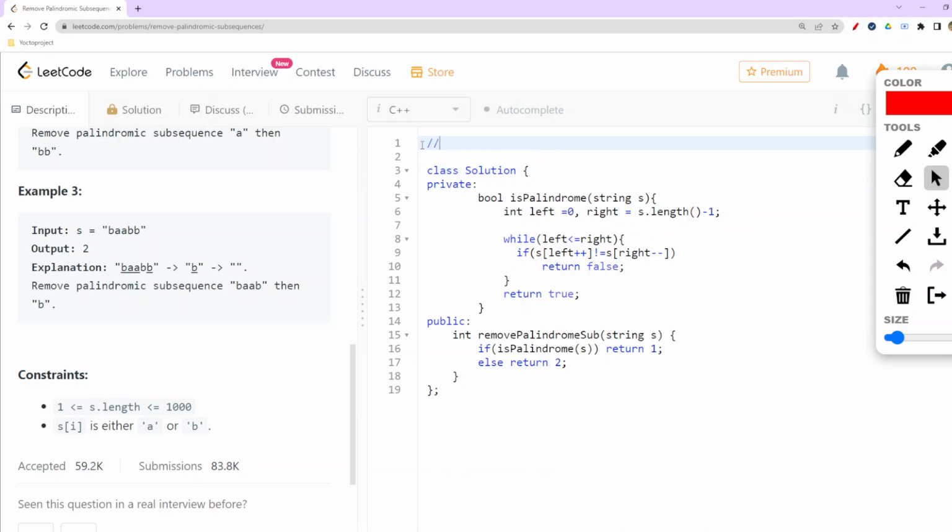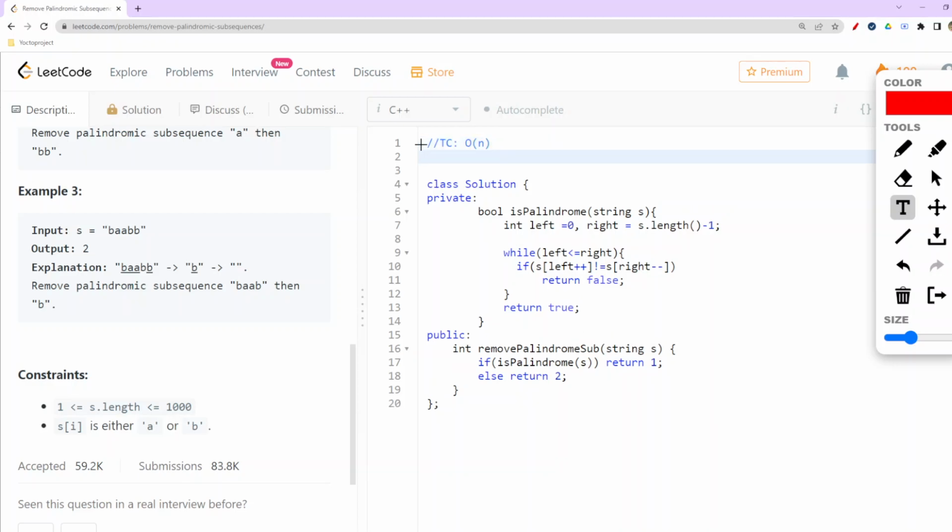The time complexity of this question is order of n, where n is the length of the string, and the space complexity is order of 1, as we are not using any extra space. So this was all for this particular question.